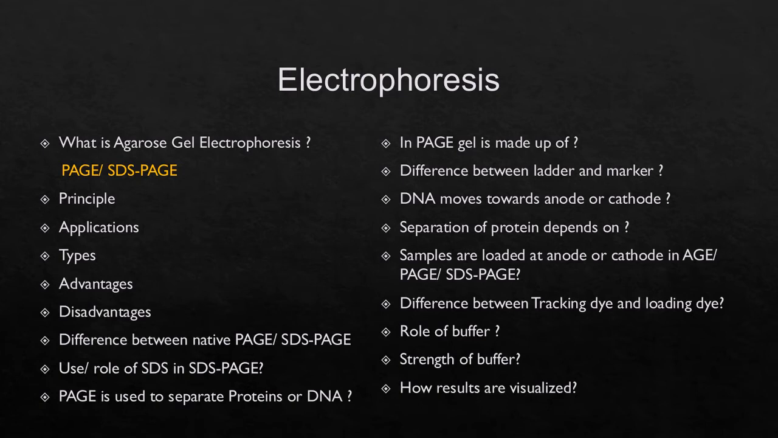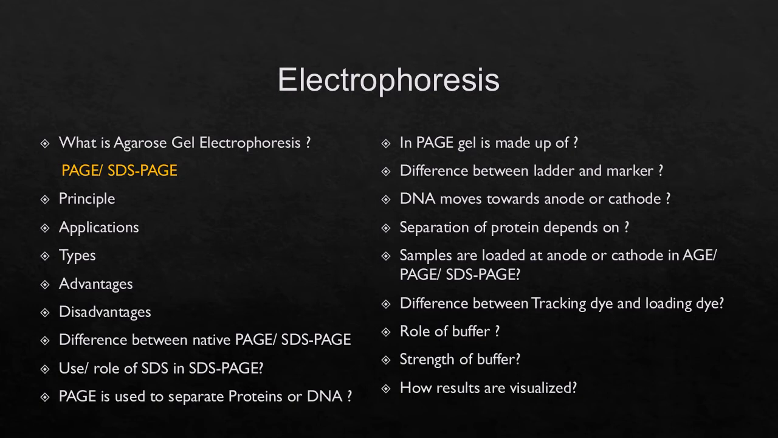In case of agarose you use buffer, so what strength does the buffer have, which is used to make or melt the agarose? Then in case of electrophoresis also we use the running buffer, so the strength of the running buffer. Then difference between ladder and marker.